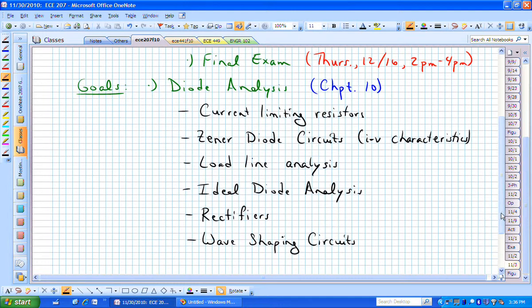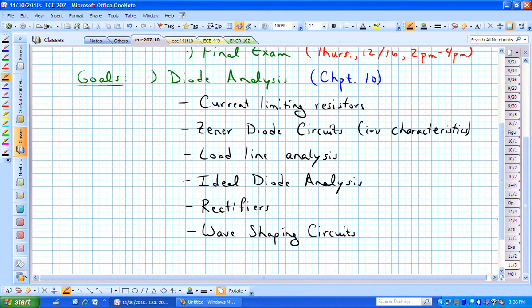Today what I want to talk about is the remaining portions of Chapter 10. And I'm assuming most of you went out and bought your devices or elements to try to build what we were talking about last time with respect to the diode. We'll talk a little bit more about that with current limiting resistors. We'll discuss Zener diodes and what those might produce in terms of their IV or current voltage characteristics. We'll look at some load line analysis, or essentially we have two equations with two unknowns, and we are looking for an intersecting point to see where the operating point will actually be.